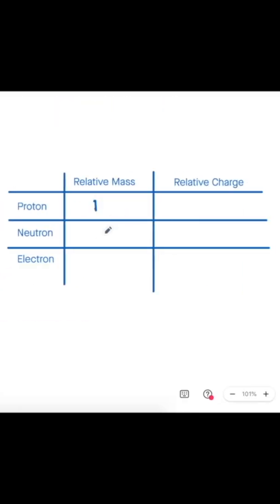So protons and neutrons both have a relative mass of 1, whereas electrons are much smaller. They have a relative mass of 1 over 1,836. Protons have a charge of +1, neutrons 0, and electrons have a charge of -1.